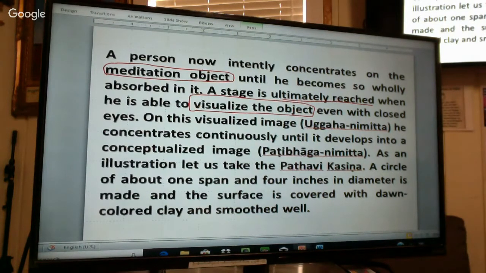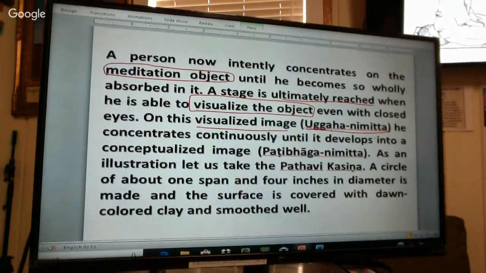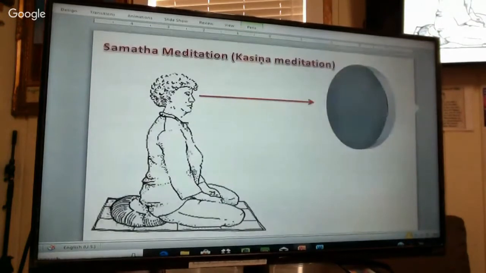The visualized object we call Ogaha Nimitta. Before Ogaha Nimitta, we practice with the physical object. That object is what we call Parikama Nimitta, the preliminary object.